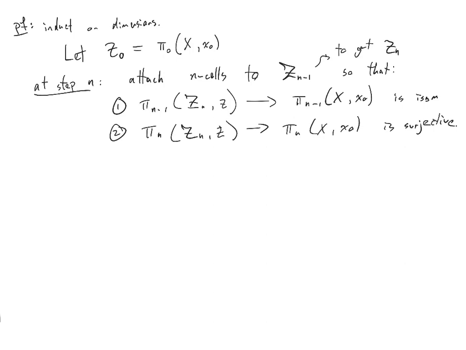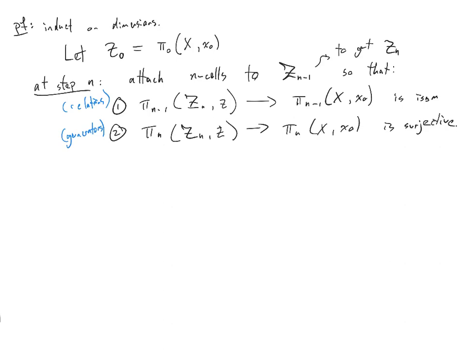So you should think about this as we are simultaneously adding relations for step n minus 1 and generators for step n, and that's how it's totally going to work.